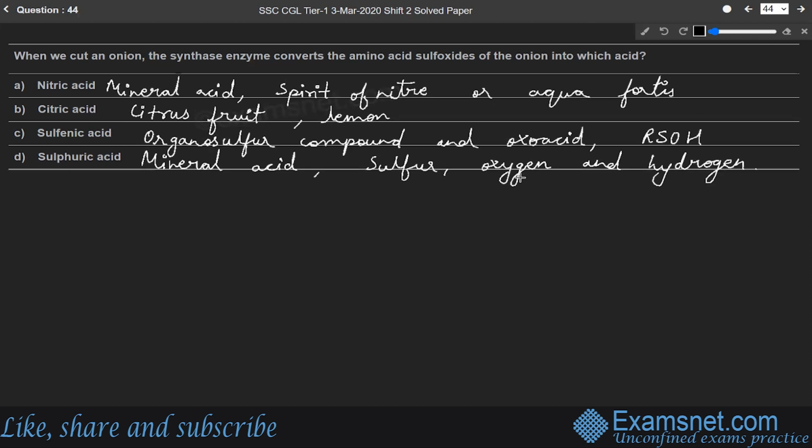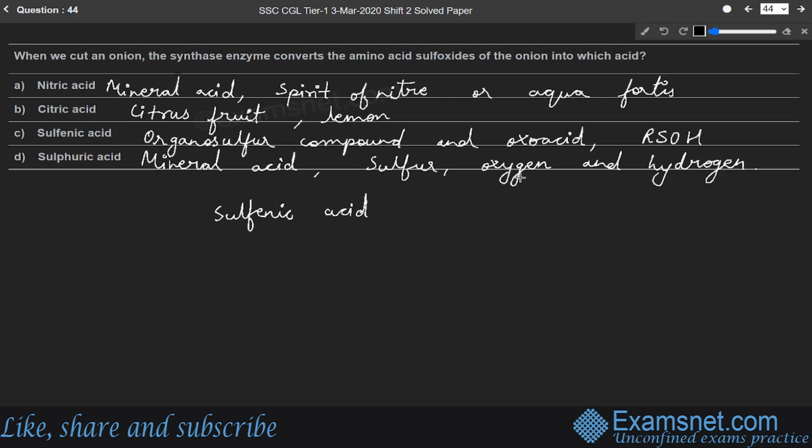So for this question, when we cut an onion, the synthase enzyme converts the amino acid sulfoxides of the onion into sulfenic acid. So the correct option is option C, which is sulfenic acid. It is an organosulfur compound and the general formula is RSOH. Sulfenic acid is present in onion.